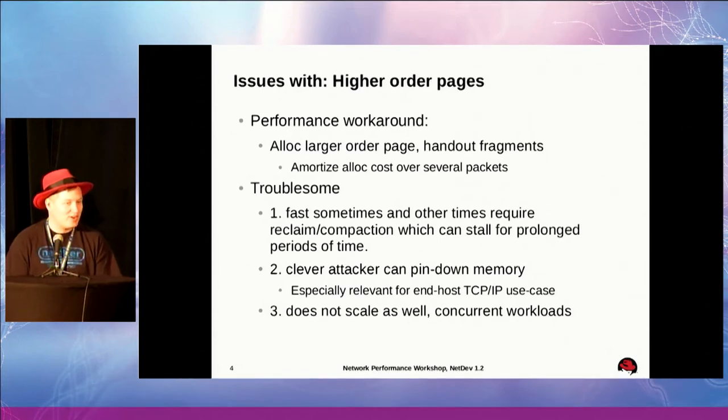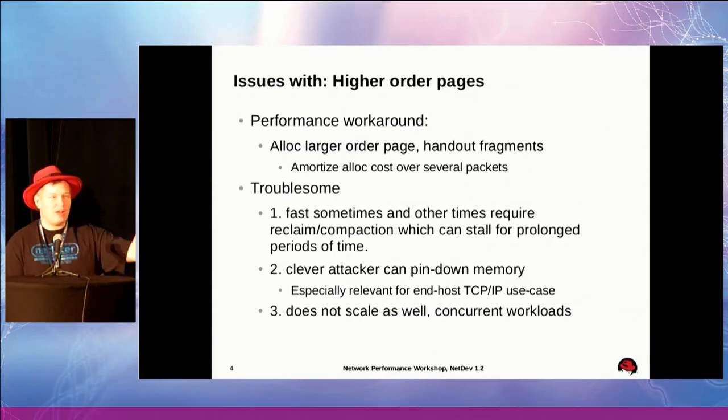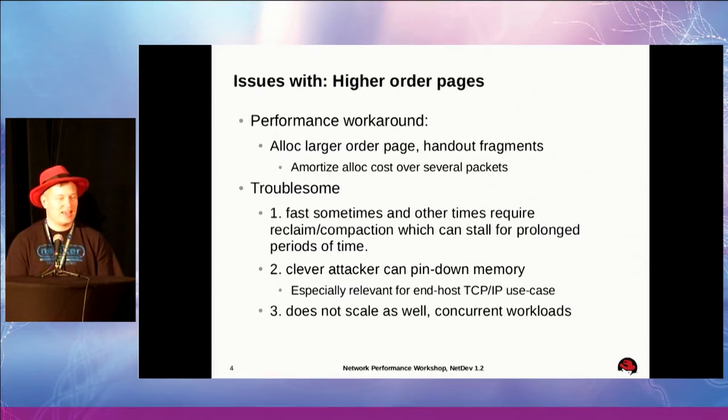I basically already covered this slide. We allocate larger order pages and hand out fragments, but in reality it's problematic, and Eric hits us in the head every time. Something Google sees is a clever pin down of memory: with a larger order page, you hand out all the fragments, but you can only free the page when all the fragments have been returned to you. So a clever attacker can cause pin down of these 32 kilobytes by making sure that your TCP stack needs to hold on to some fragments of the page.